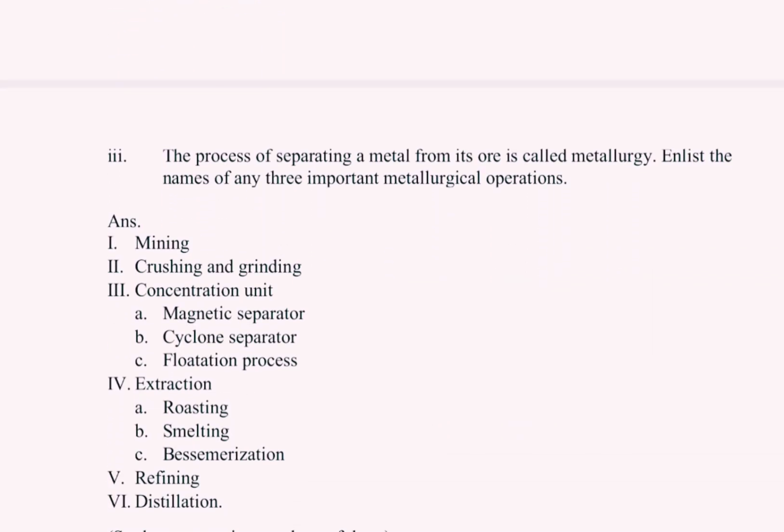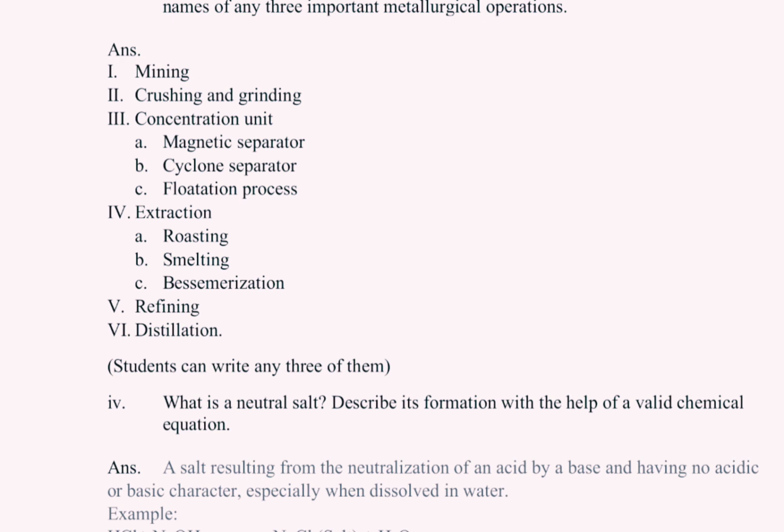The next question is: the process of separating a metal from its ore is called metallurgy. We all know it. You have to enlist some of the process names here. You have to enlist just three names, and you will get all 3 marks. Here we mentioned mining as the very first process, then crushing and grinding of that material in factories, then the concentration unit, and then separation through basic methods: magnetic separator, cyclone separator, and flotation process. Then we have the extraction process: roasting, smelting, are the most common processes we use, and then refining and distillation. You can write any three.